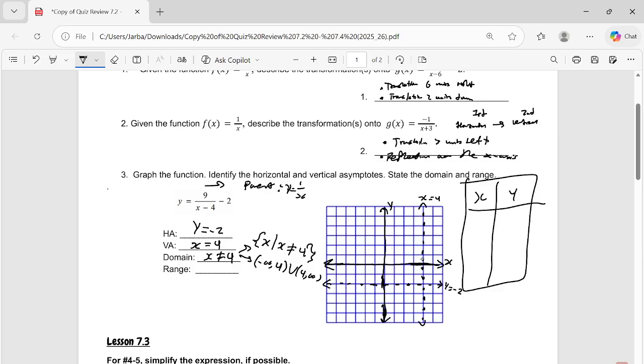Okay, and the range is going to be everything except -2, because it's going to get really, really close to it, but can never equal it. So you could say y is not equal to 2. Sorry, -2. Another way you could write that is y such that y does not equal -2. It's a little more formal, has those curly brackets. Or another way would be -infinity to -2 union -2 to infinity. So everything, but we're just having that gap where -2 is. Okay.